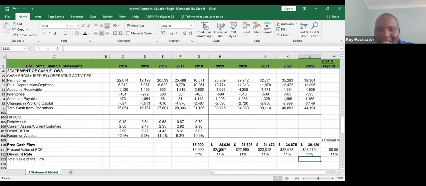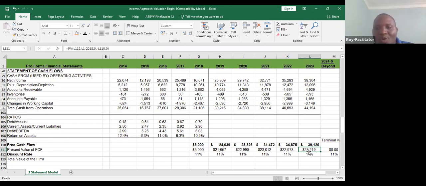it has discounted that money. So $24,000 is equivalent to $21,000. $28,000 now is currently equivalent to $22,000. $31,000 currently is $23,000, and $34,000 is equivalent to $22,000 now. $39,000 is equivalent to $23,000 now. So we have discounted this money into the current value of that money. If you say you'll make $1 billion, what is the value of $1 billion now? That is the present value of the free cash flow.